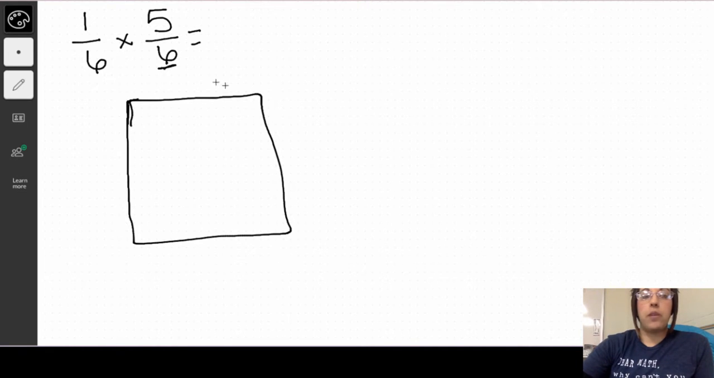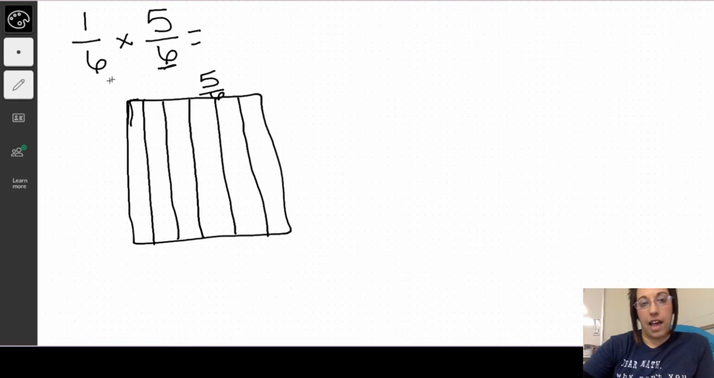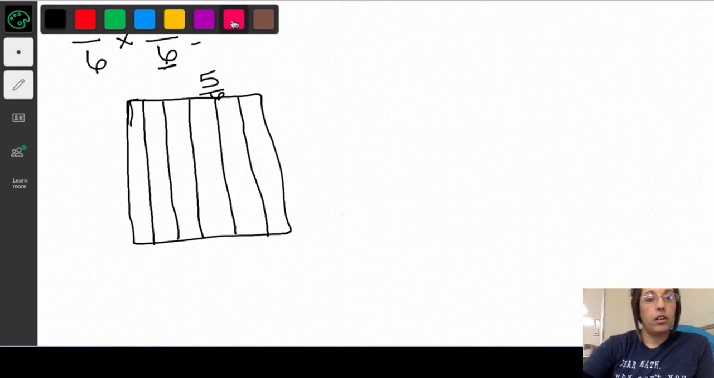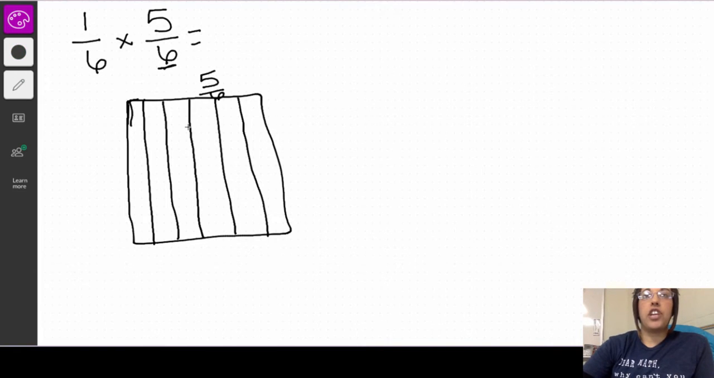So if I'm going up and down with 5/6, I start with the middle because that would be 3/6. And I take each of those sections and split it into thirds. That gives me somewhat even sixths, better than if I was just guessing. We get a color, and we're going to shade in 5 of those sixths.